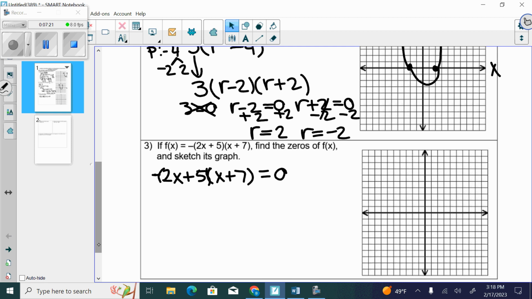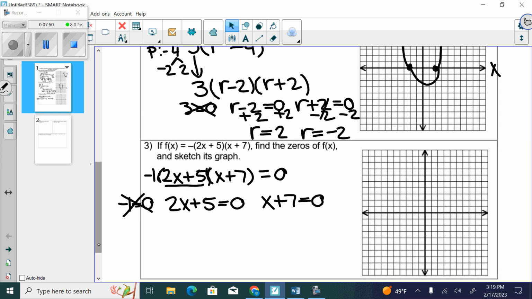Equals 0. So inside of this parenthesis, I have 2x plus 5 equals 0. And in my other one, I have x plus 7 equals 0. Okay? And if you want to, all that's out in front is a minus, right? That's a negative 1. We also could say that our negative 1 equals 0, but since negative 1 doesn't equal 0, we aren't going to use it, right? Okay, so I go to solve.